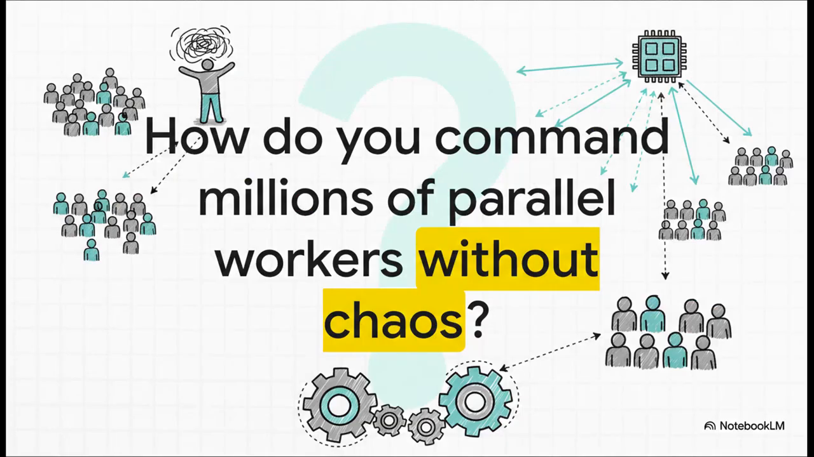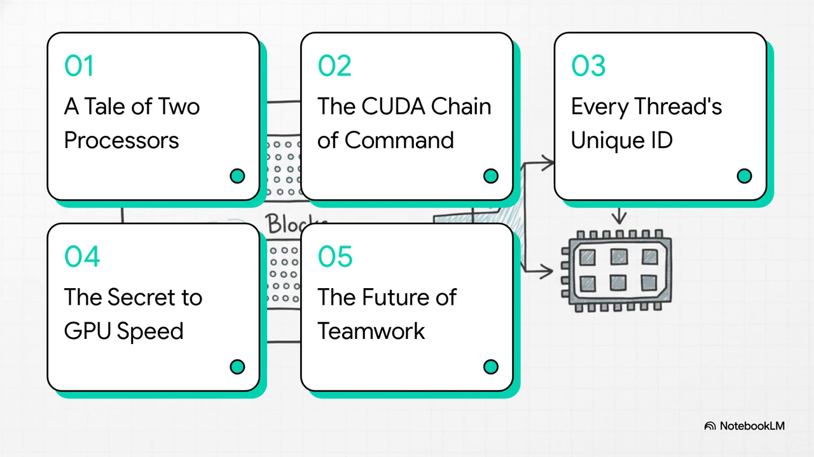And that, right there, brings us to the central problem. I mean, think about it. If you have an army of 1 million workers, you can't just run around giving individual orders to each one. You'd spend all your time just trying to manage them. So how in the world does CUDA solve this massive coordination problem? Okay, so here's how we're going to break this all down. We're going to look at this command structure in 5 parts. We'll start with the core philosophy and go all the way to the future of how these things work together.